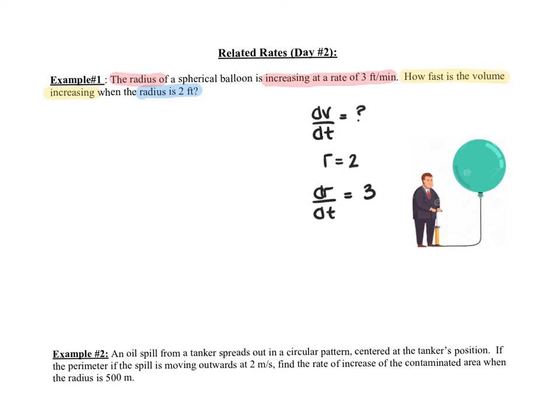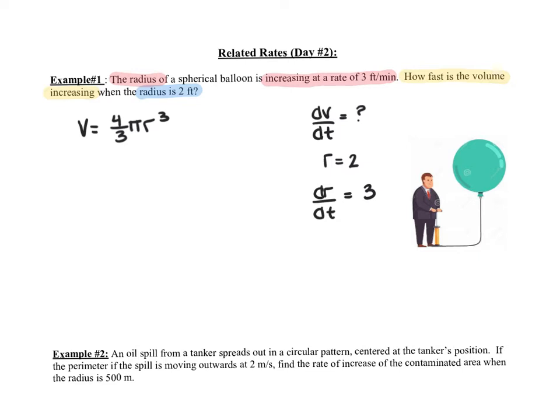So since they want to know how fast the volume is increasing, we have to use the volume of a sphere formula. So that formula is volume equals 4/3 pi r cubed. And don't worry about memorizing this formula. If I ever give you a question like this, I will give you the formulas. So volume is 4/3 pi r cubed.